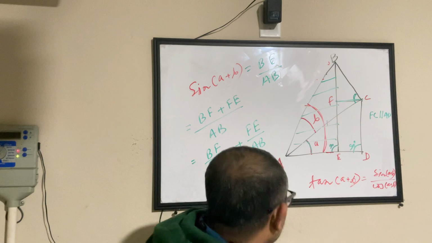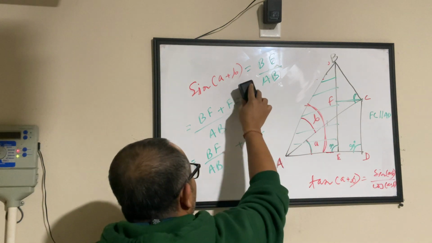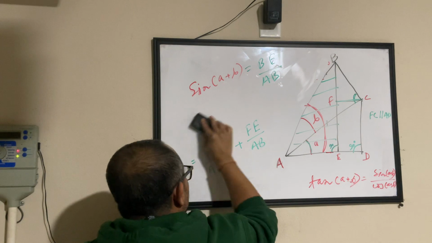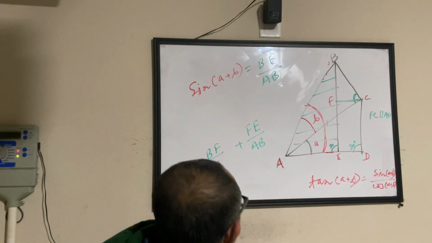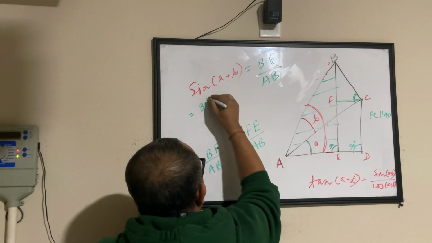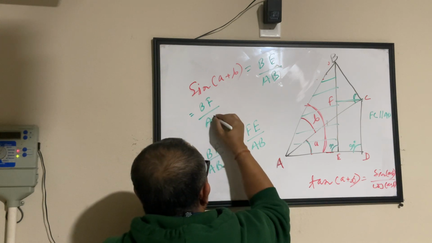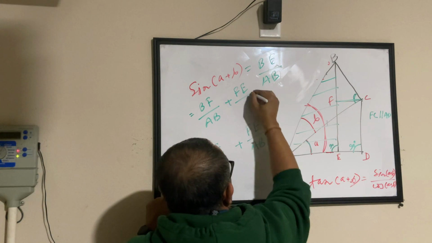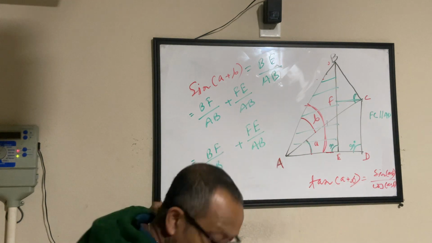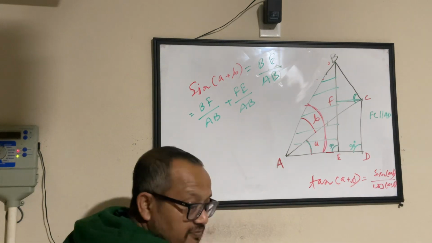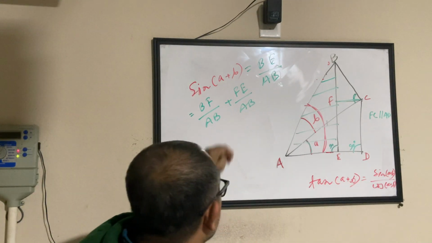Okay, I will always wait to hear a yes from you guys so that I get the confidence to move on. So I'm just creating some real estate here, moving this line up. It becomes BF divided by AB plus FE divided by AB. So I just copied and pasted. I did not have a Control C, Control V option, so that's what I did.